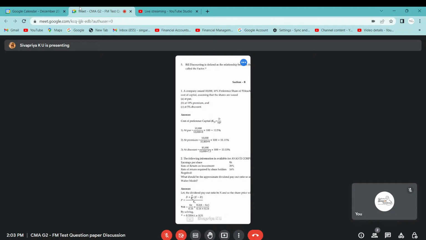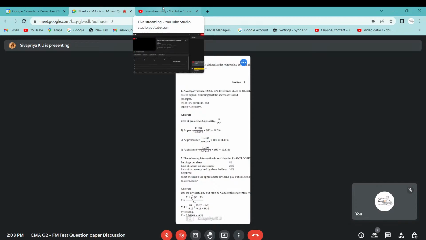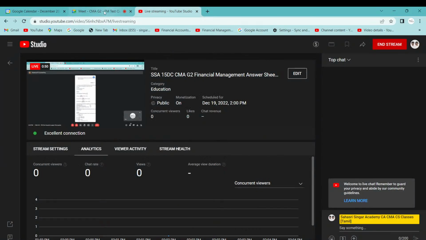Then section B. So problem number 1. You have to calculate the cost of capital for preference shares. So that is D divided by NP is a formula. So the answer for at par is 12.5%. For premium it is 11.11%. At discount it is 13.33%.